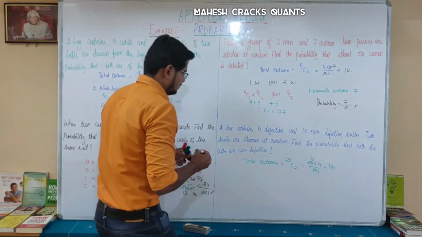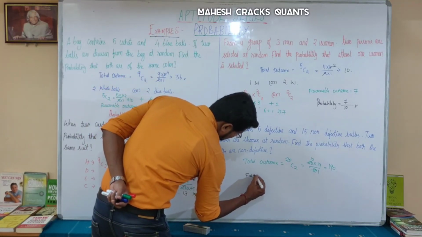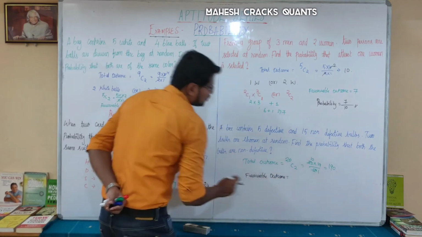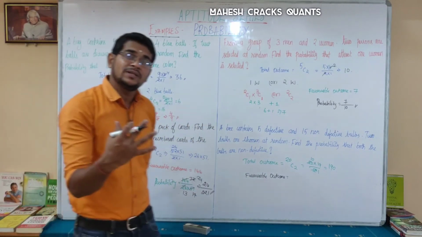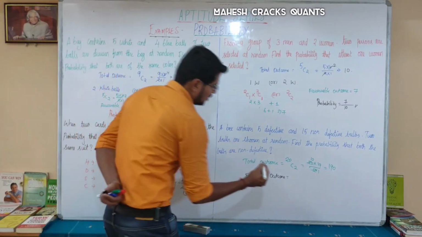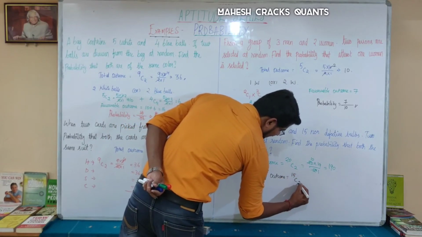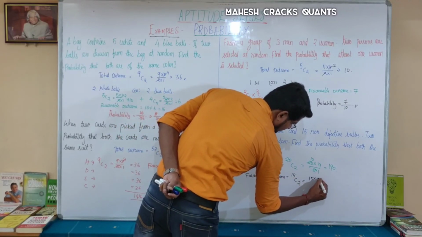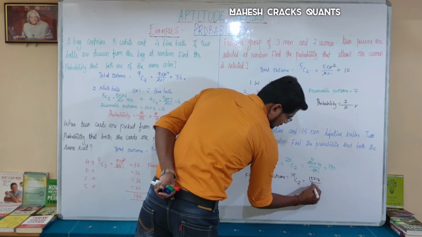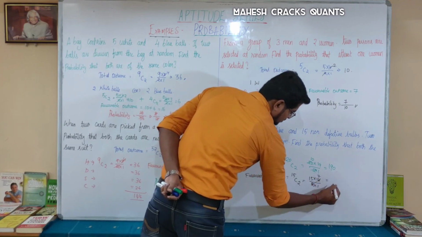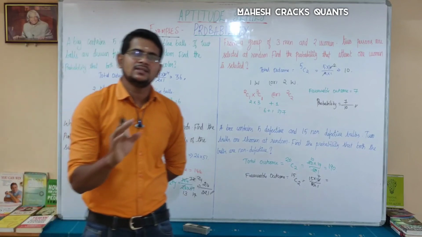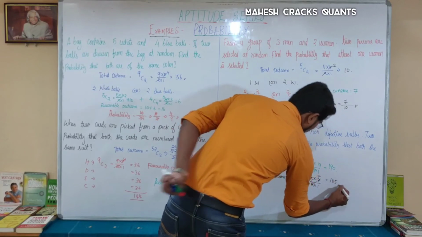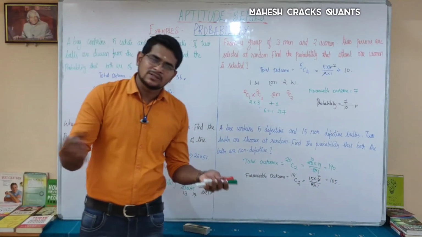Then favorable outcome. When it comes to favorable outcome, what is the question? Question is, take 2 non-defective. I have to take both the bulbs from the non-defective. How many non-defective bulbs are there? 15. I have to take 2 from 15. That is favorable outcome. 15C2 is nothing but 15 into 14 divided by 2 into 1. So 2 and 14 will get cancelled, 7. So 15 into 7: 10 times 7 is 70, 5 times 7 is 35, so 105. That's it. You have both total outcome as well as favorable outcome.